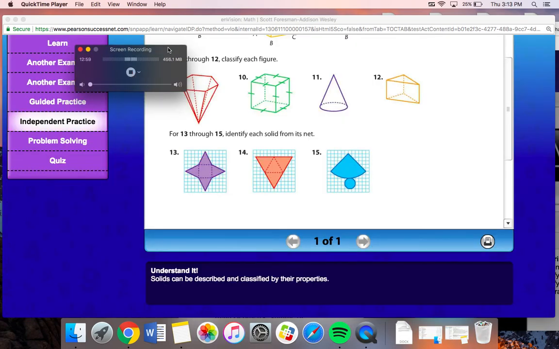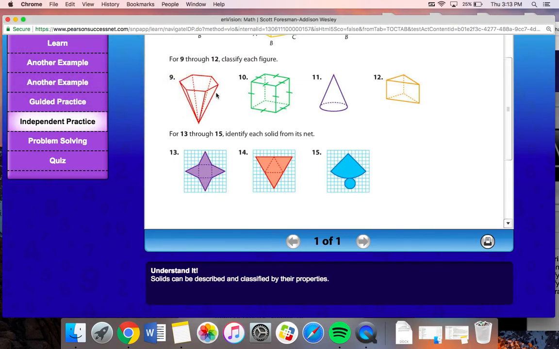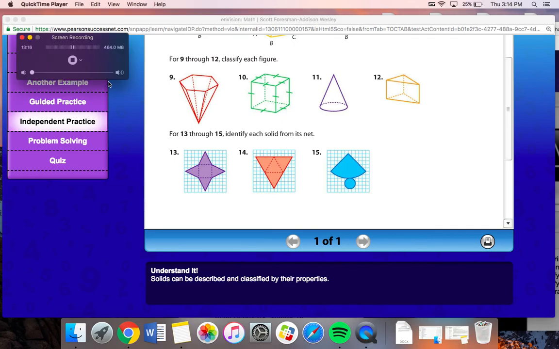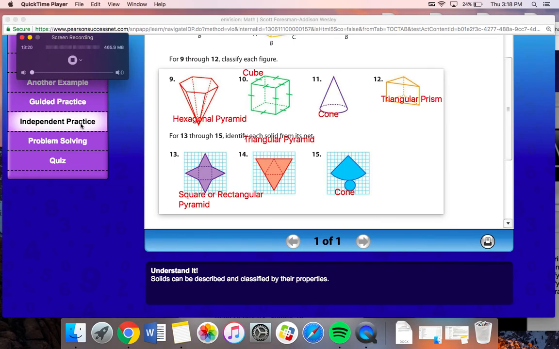Alright, I lied. There's 7 independent practice problems, but they're a lot easier than what we just did. So for each of these, you don't need to draw the shape. I just want you to write 9 through 15 and write what you would call each figure. And I'm going to show you the answers in 5, 4, 3, 2, 1. And there are your answers to independent practice.